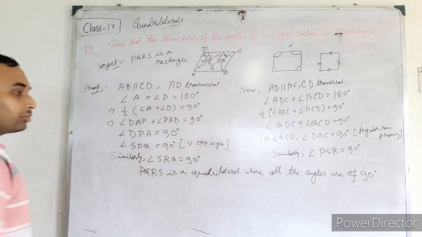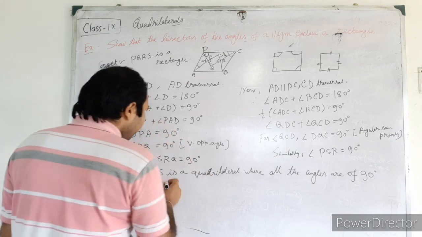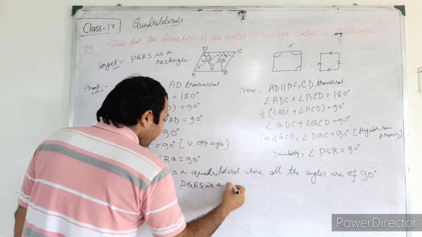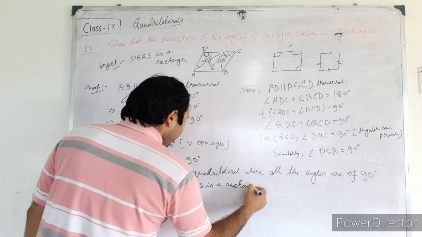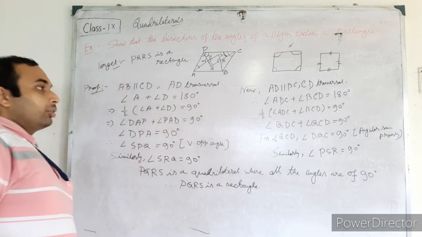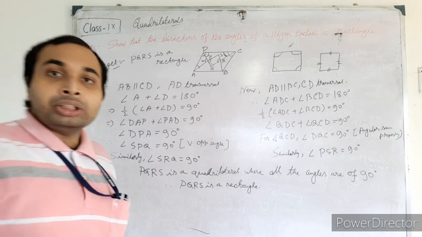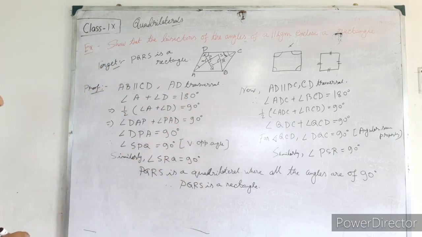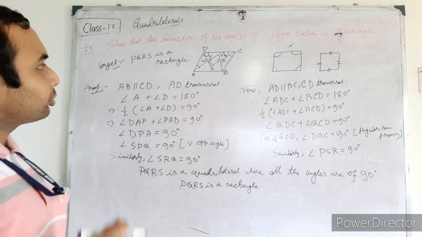So PQRS is a quadrilateral where all the angles are 90 degrees. So PQRS is the rectangle. Okay. So students, I think you have understood all of the logic I have used here. Very easy to prove.